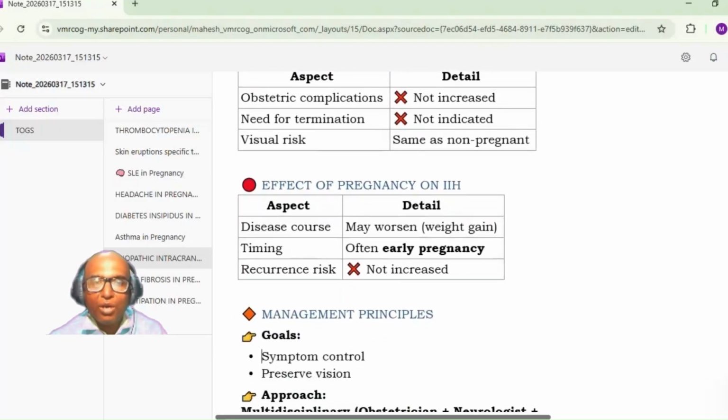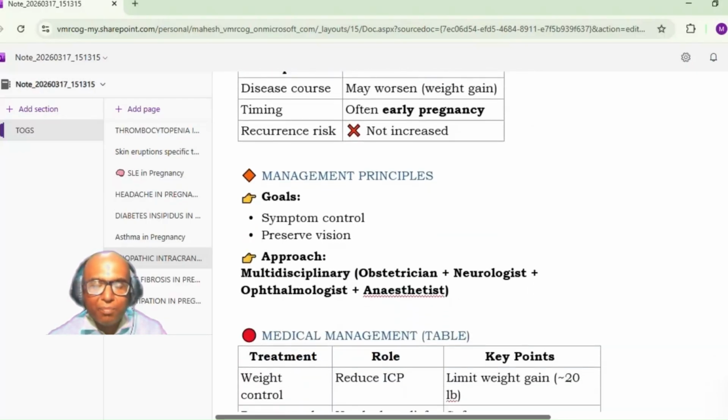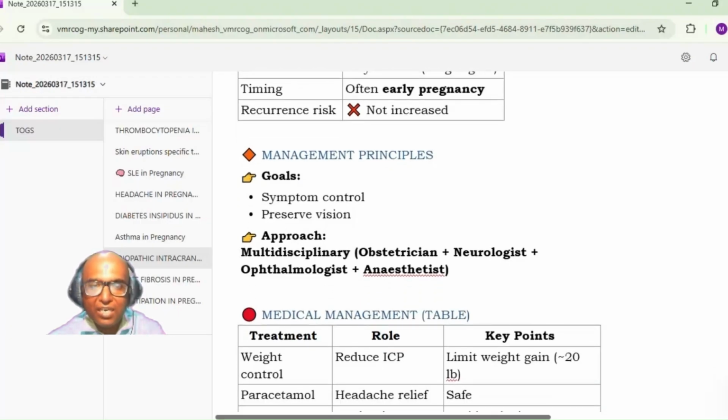Is there any effect of pregnancy on IIH? Generally, the disease course may worsen, and it is related to the weight gain during pregnancy. Timing is often early pregnancy, and recurrence risk is not increased. What are the management principles? The main goal is to control the symptoms of the patient and preserve the vision. The approach is multidisciplinary. It will involve obstetricians, neurologist, ophthalmologist, and anesthetist.